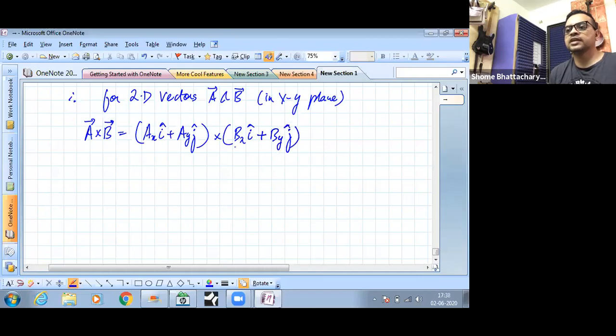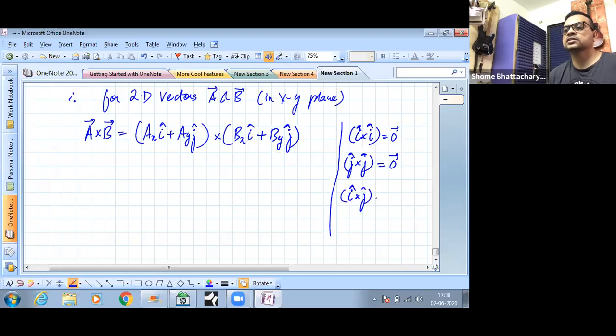Now see, when we expand this next using the distributive property, we keep in mind that I cap cross I cap, how much will it be? It will be 0. Because remember, any vector cross product with itself is 0. J cap cross j cap, how much will it be? Again it will be 0. But what about I cross j? We just saw it is positive of k cap, and j cross I is what? It is minus of k cap.